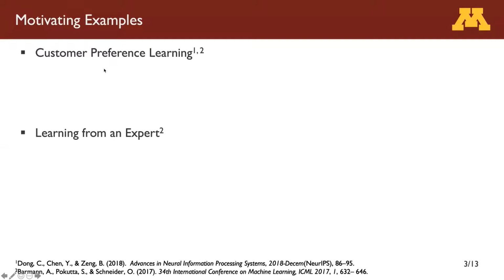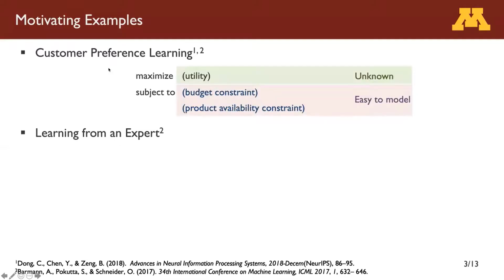The first is the problem of learning preferences of your customers. Economists typically model customers as utility maximizing agents, and therefore one can write an optimization problem like this to describe their behavior. Here, constraints typically represent restrictions on budget or product availabilities, which are easy to model. The only thing we need to estimate here is the utility of the customer.